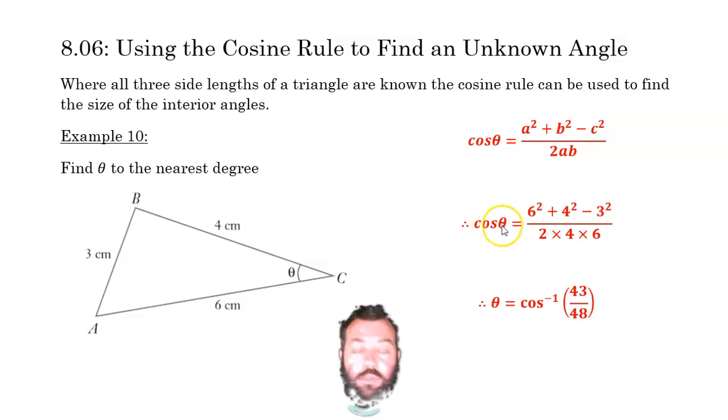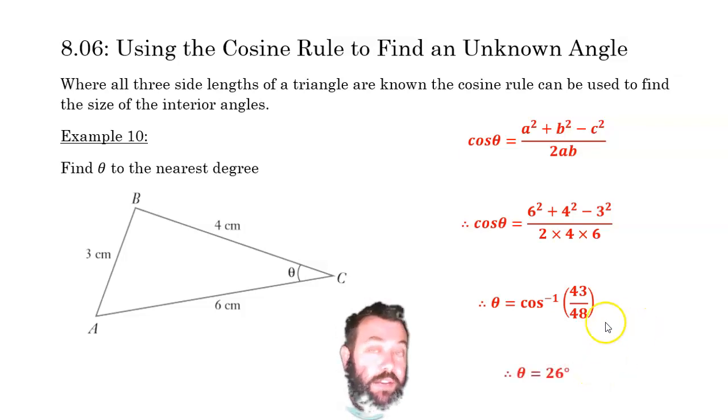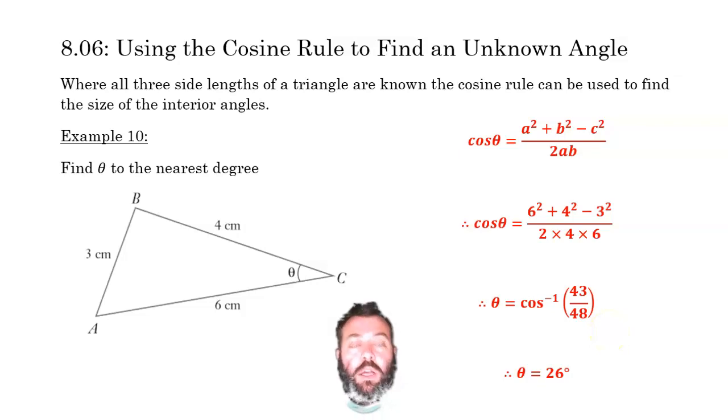So theta, remember when we're finding an angle we use the inverse function. So it's the inverse cos of this expression here, which I've simplified to 43 on 48. And when I type that into my calculator, to the nearest degree, as requested, it's 26 degrees. So make sure that what's written down here matches what's in the diagram, so that you could repeat that, enter that into your calculator and get the same result.